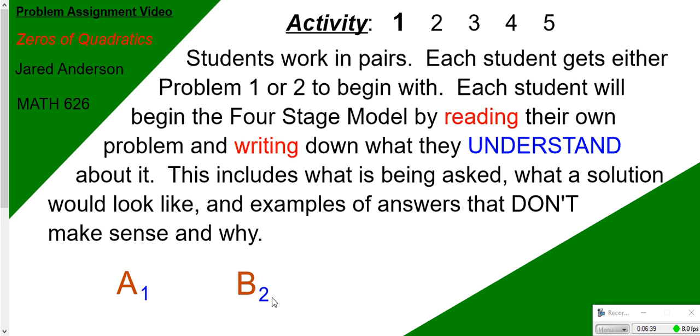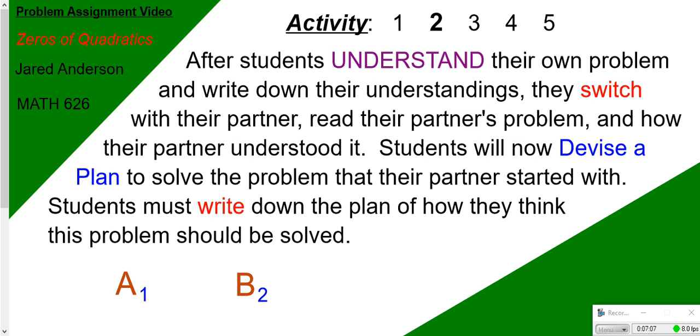Each student will begin the 4-stage model by reading their own problem and writing down what they understand about it. This includes writing down what is being asked, what a solution would look like, and examples of answers that don't make sense and why. Once they have all of that in their head, they need to write it down on their paper. So again, student A has paper number 1, student B has paper number 2, corresponding with those problems.